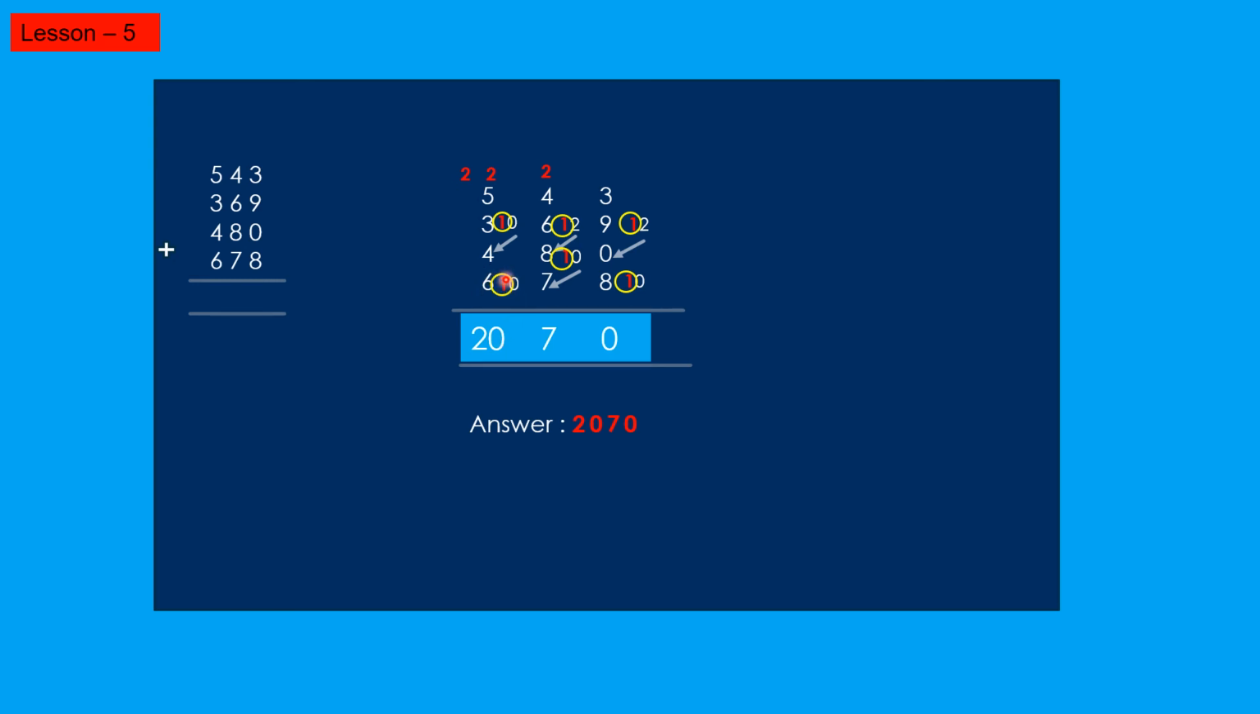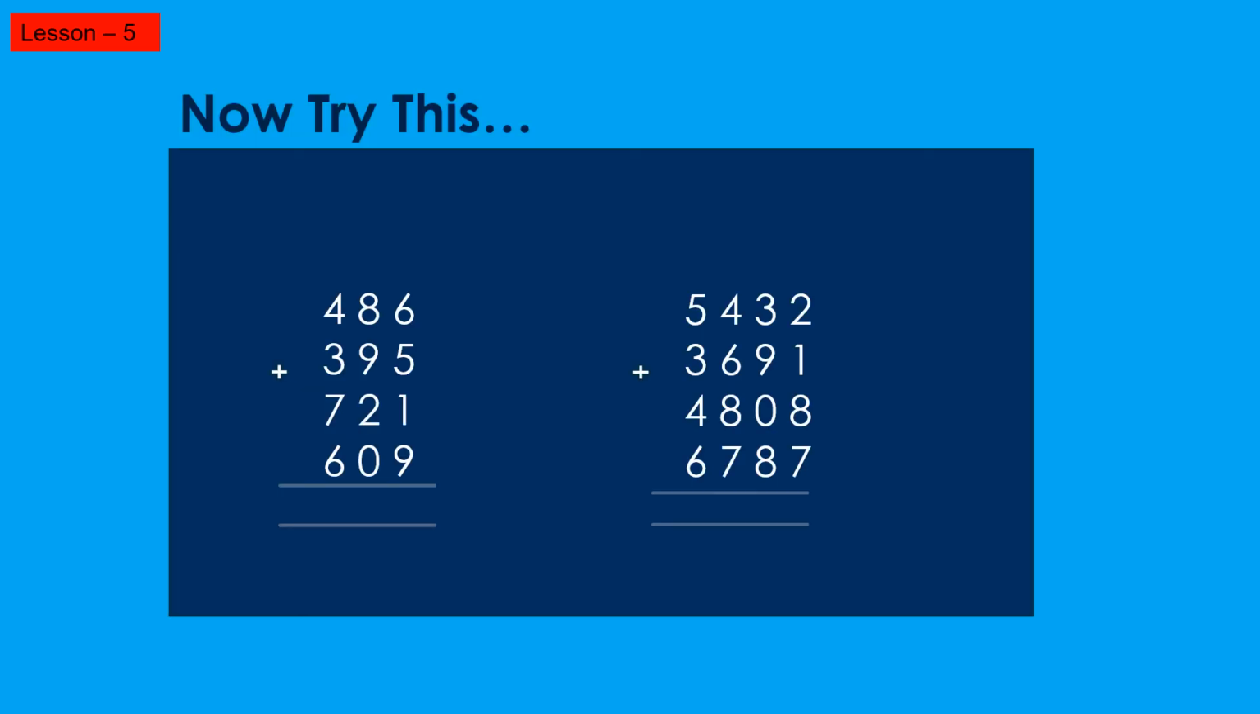How many numbers you have circled? 1 plus 1, 2. This 2 comes in the next column. And here there are no numbers in the next column, so you just bring 2 in your answer box, and your answer is 2070. Here there are 2 problems for you to practice, so you can practice and check your answers in your next slide.